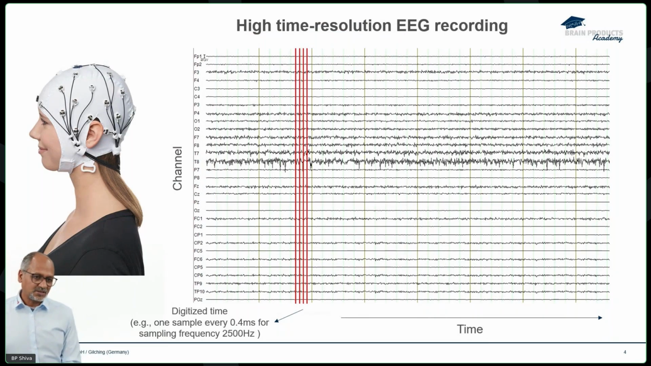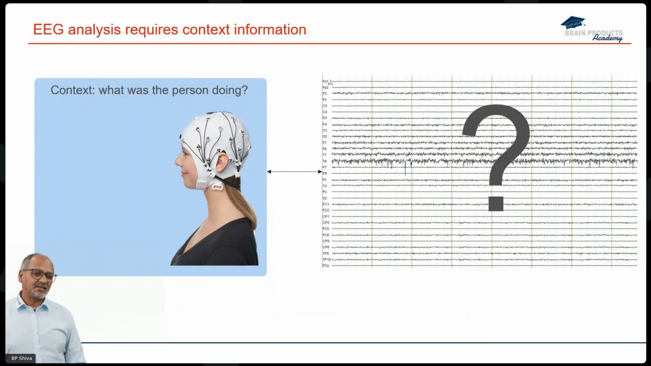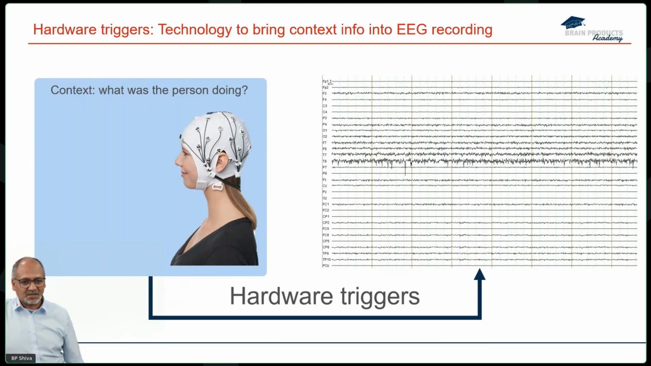Now, the key question during analysis is finding out what information it actually contains about the brain and what the person is actually doing. And a key requirement for this is context about what the person was doing during the recording. Were they awake, asleep? What specifically were they doing from moment to moment? And this is obviously crucial for analysis. And hardware triggers are a technology to bring context information into the EEG recording.